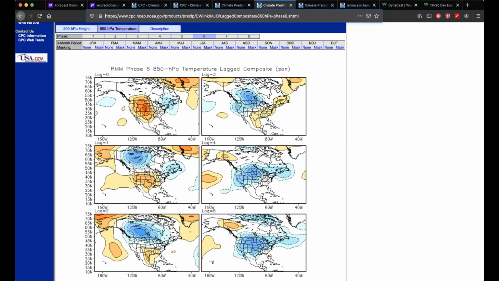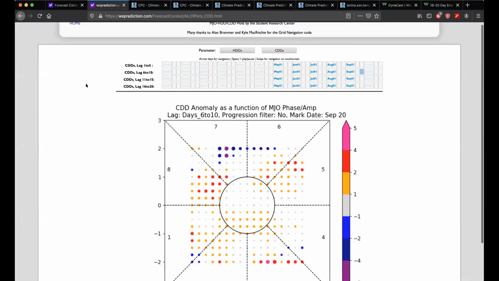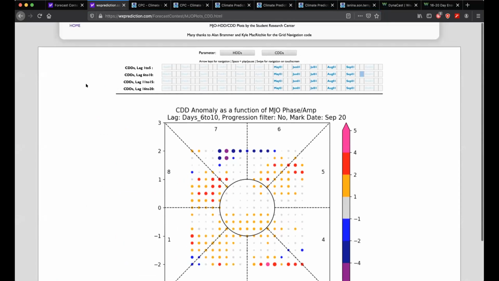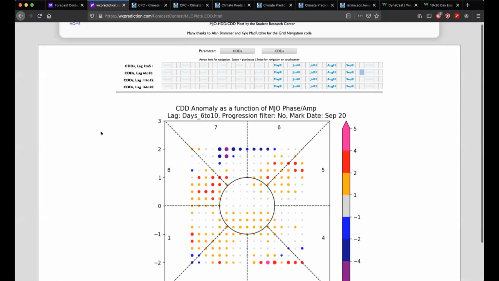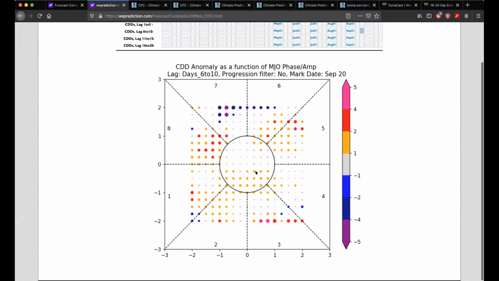And then something else that we also have, which is sort of similar to that, is this MJO analog that was developed for our forecast contest. What this does is it basically takes where the MJO is located at either a 16 to 20 day lag or up to a 1 to 5 day lag, and then it ties in the CDD anomaly that is expected.